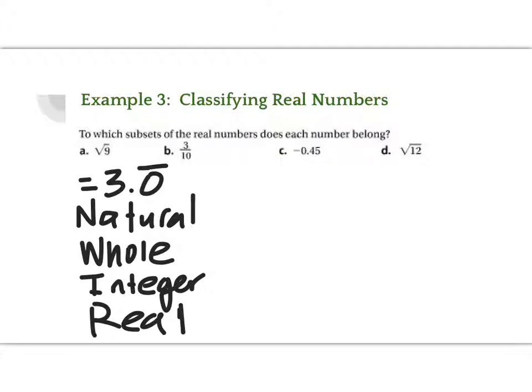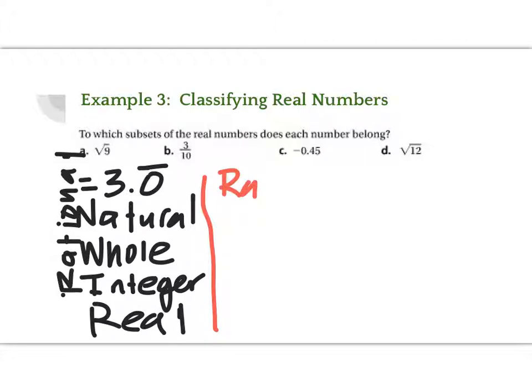So similarly, 3/10 is not a natural number because natural numbers don't include fractions, neither do whole numbers and neither do integers. Oh, one thing I forgot over on this left side is rational numbers. And that's exactly what 3/10 is. And of course, it's also real because every one of these numbers will be a real number.